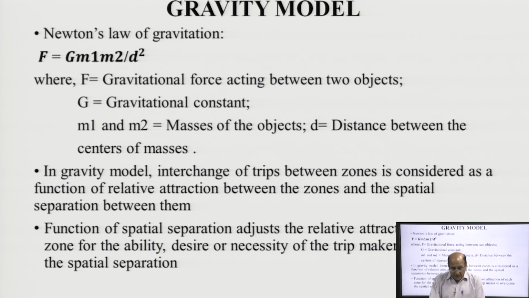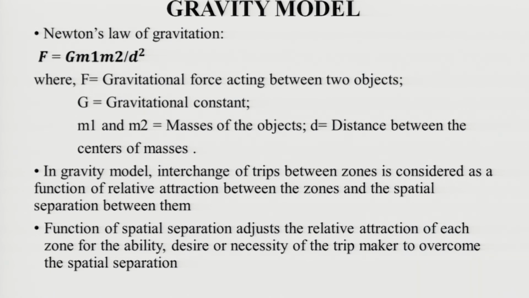In the gravity model, interchange of trips between zones is considered as a function of relative attraction between zones and the spatial separation between them. The function of spatial separation is adjusted by the relative attraction of each zone for the ability, desire or necessity of trip makers to overcome the spatial separation.